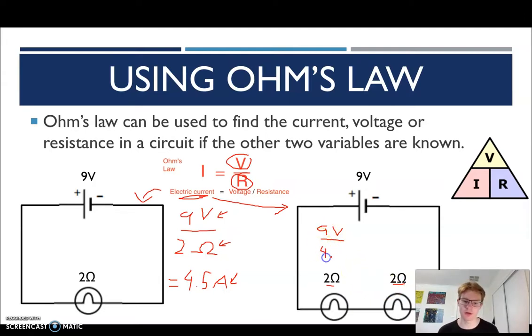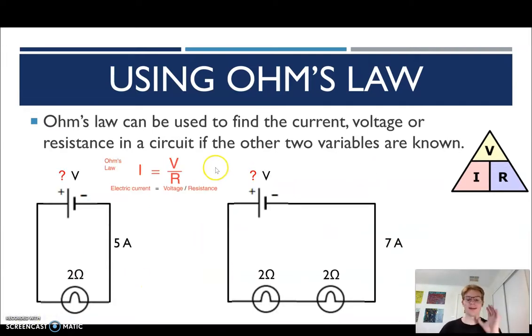So 9 volts divided by 4 ohms equals 2.25 amps. You are allowed calculators on the test, by the way, so if you didn't work that out immediately, don't stress. Okay, here we've got another situation where this time we actually know the amps.